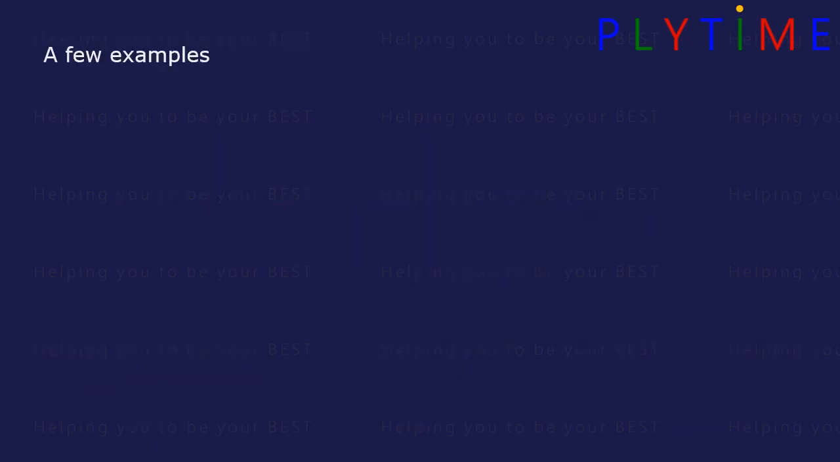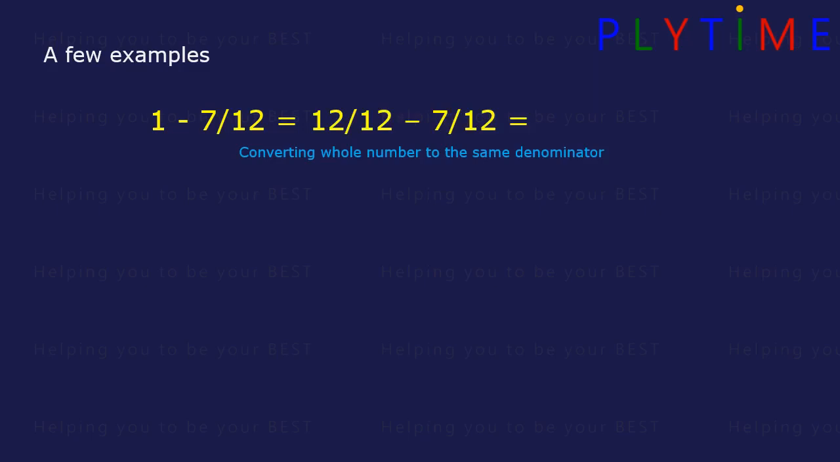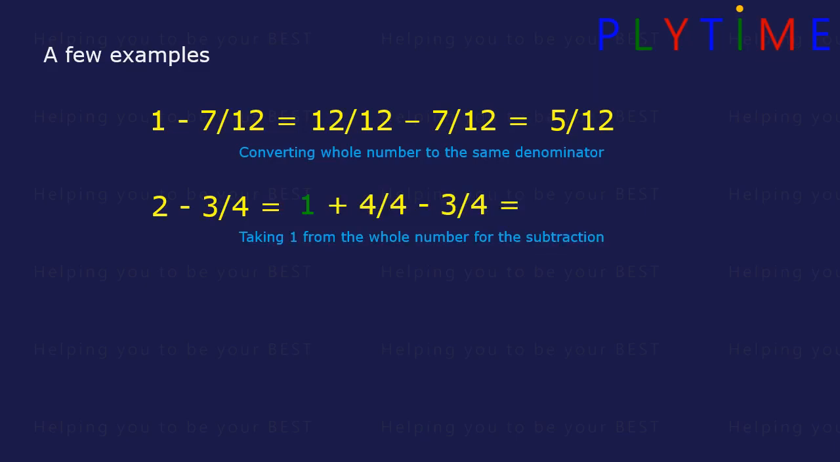Let's look at a few examples. 1 minus 7/12. We can convert the whole number to the same denominator. It's 12/12 minus 7/12. The answer's 5/12. What about 2 minus 3/4? We can take 1 from the whole number for the subtraction. 2 is the same as 1 plus 4/4 minus 3/4. So it's 1 and 1/4.